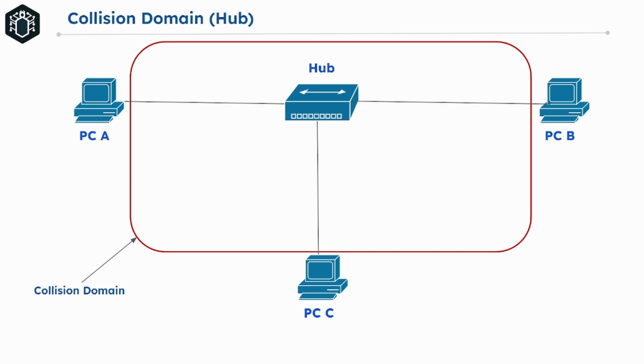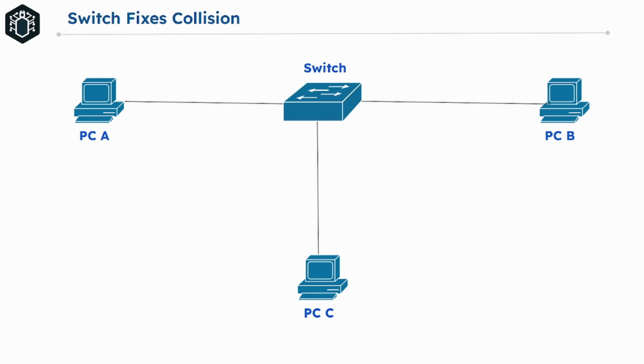As we discussed, only one device can send data at a time in a hub-based network, which leads to a slower network as other devices need to wait until the first device completes its communication. So, how do we fix this problem? Well, the answer is a switch. So, when we replace the hub with a switch, something important changes. A switch doesn't send data to every device like a hub. Instead, it sends data only to the intended device.